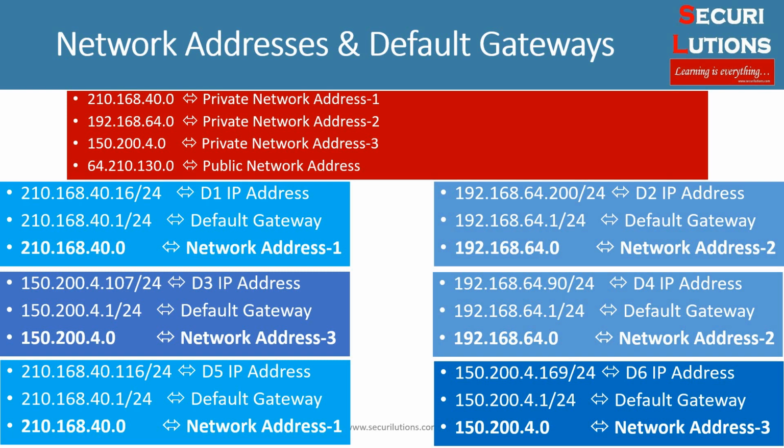Now we can start to examine all the 6 IP addresses one by one. For device 1, IP address is 210.168.40.16/24 and the network address is 210.168.40.0. For device 2, IP address is 192.168.64.200/24 and network address is 192.168.64.0. For device 3, IP address is 150.200.4.107/24 and the network address is 150.200.4.0.